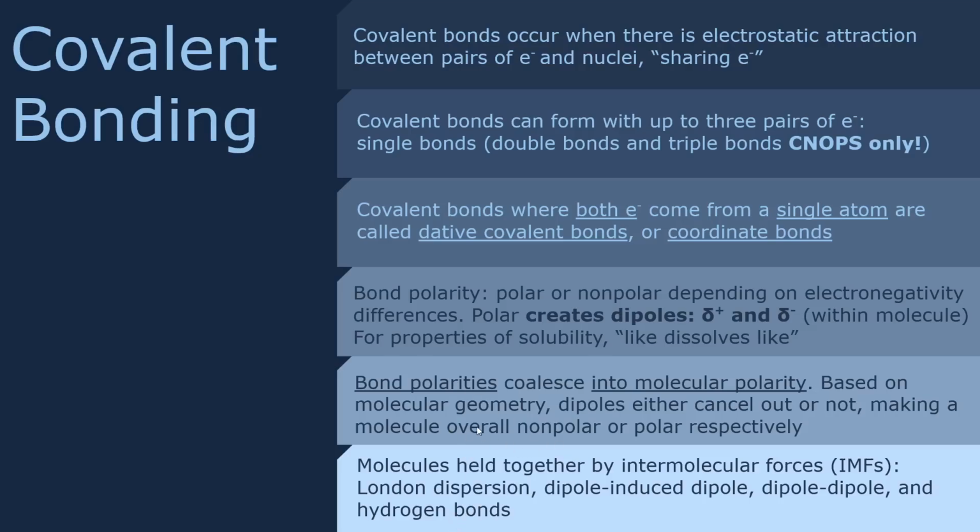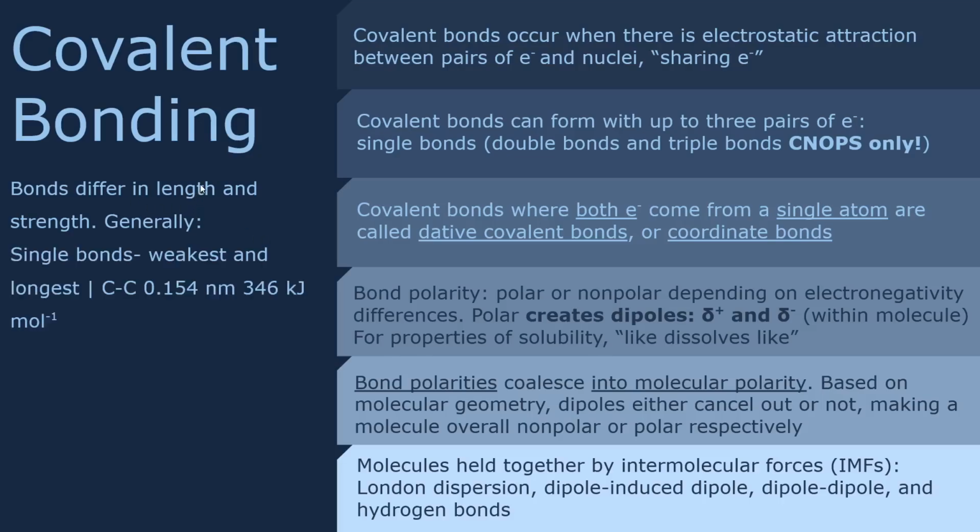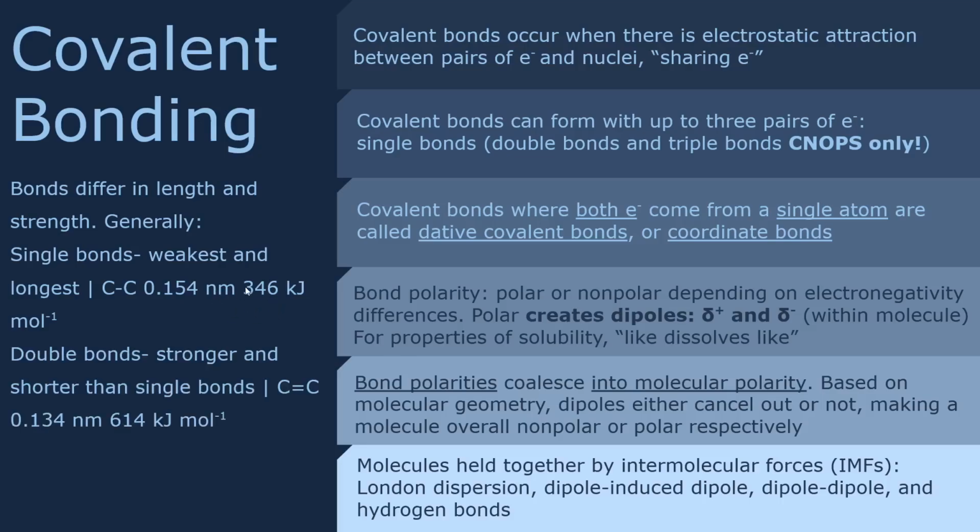Molecules are held together by intermolecular forces called IMFs. These include, that you have to know, London dispersion, induced dipole, dipole, and hydrogen bonds. Bonds differ in length and strength. Generally, single bonds are going to be the weakest and longest. We can see a single bond between carbons has a bond length of 0.154 nanometers, and a bond enthalpy of 246 kilojoules per mole.